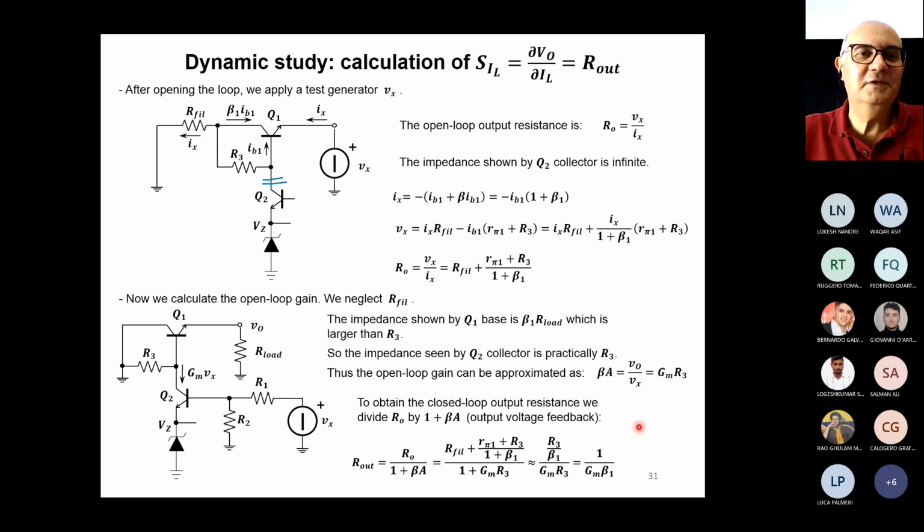So now, let's suppose that what we said is correct. We can obtain the closed loop output resistance if we divide the open loop output resistance RO that we calculated here by 1 plus beta A that we calculated here. And so I can write R output, that means with feedback, as the output resistance without feedback divided by 1 plus beta A. That is the value for the output resistance that we calculated before, divided by 1 plus GM R3.